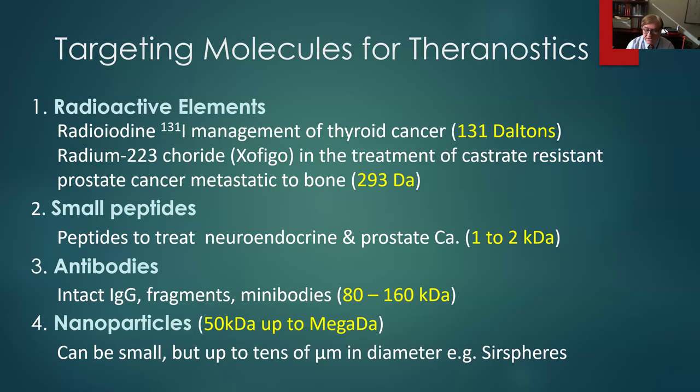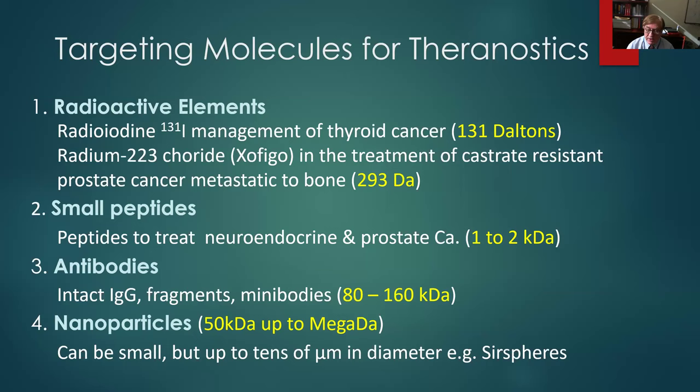Then there are antibodies, which are large molecular weight proteins that today, through molecular engineering, can be made to target practically any identified receptor. Intact IgG antibodies are typically about 150 kilodaltons, but several smaller molecular weight antibody engineered fragments have been explored for applications in targeted radionuclide therapies.